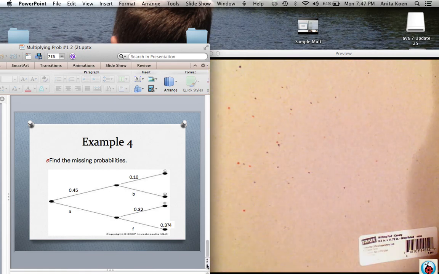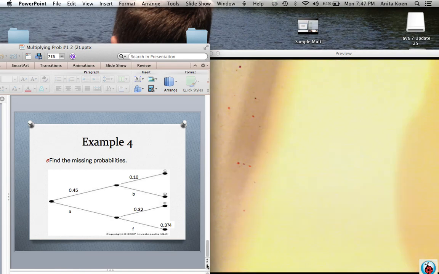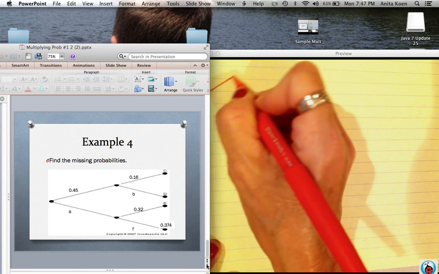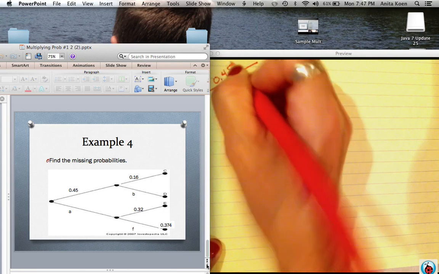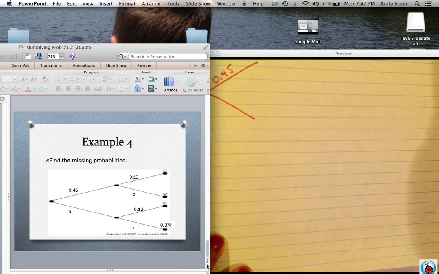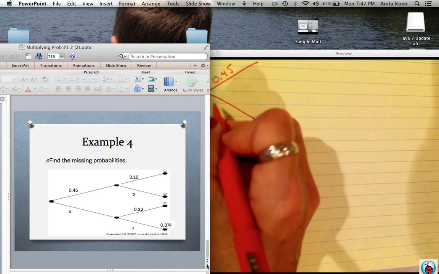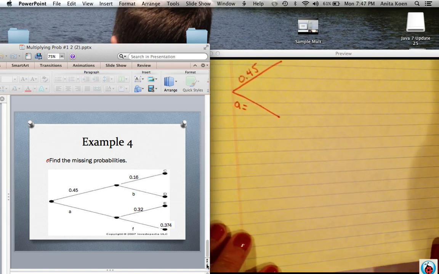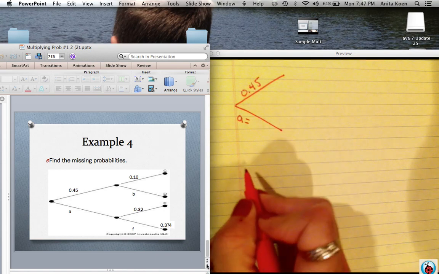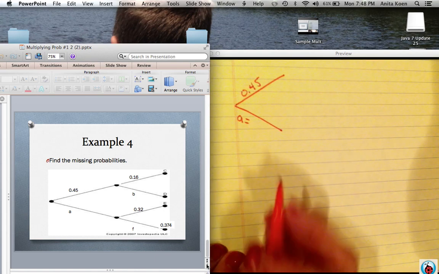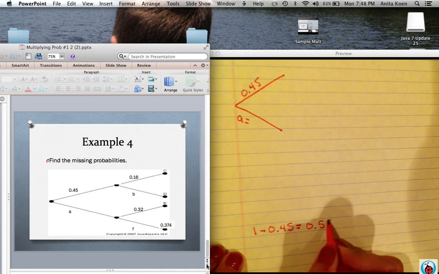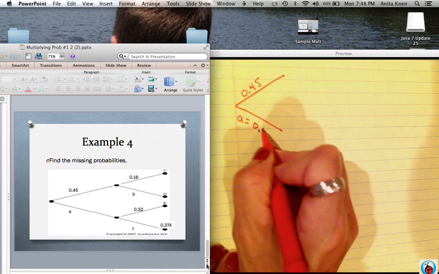Now, our next example is a tree diagram, and it asks us to find the missing probabilities. So, we're going to look at the first event. 0.45 and A. Well, these two must add to be 1. Let me scoot this over so you can see it again. So in order to find out what A is, I must take 1 and subtract 0.45. And when I do that, I get 0.55. So A is 0.55.